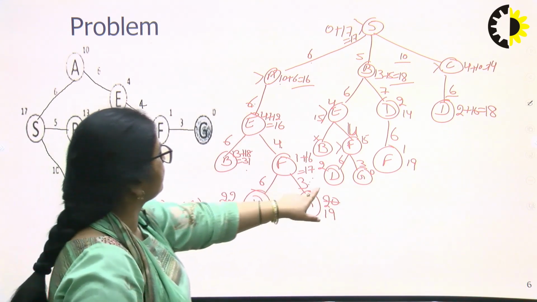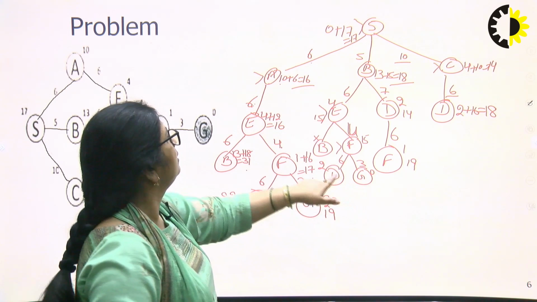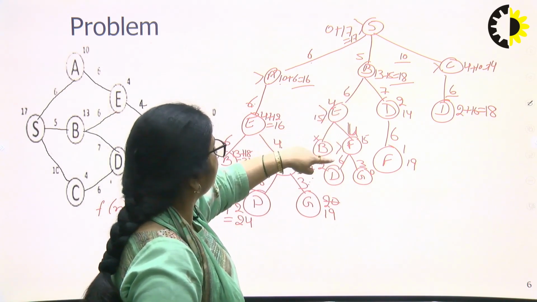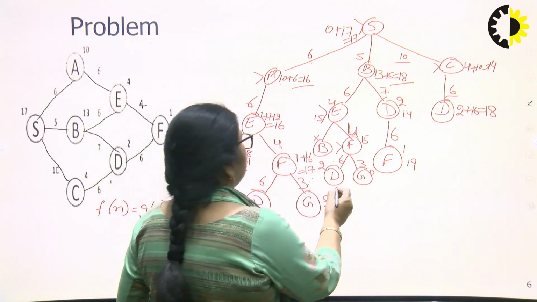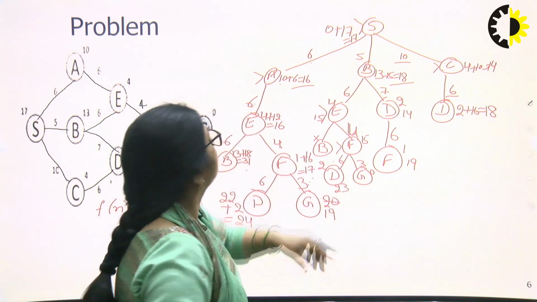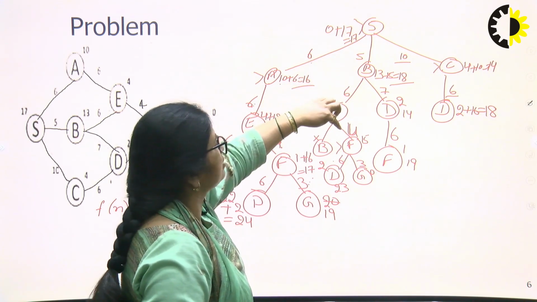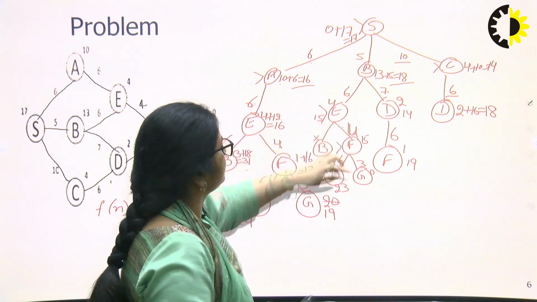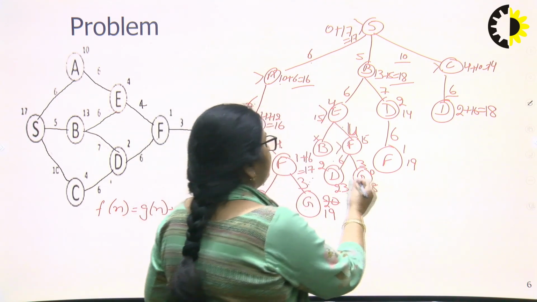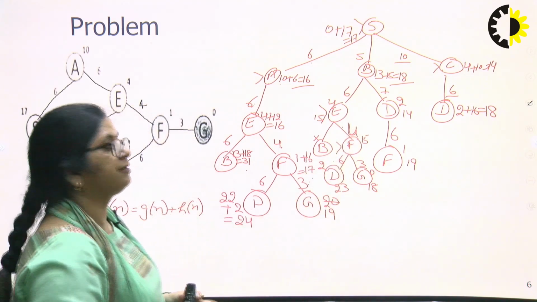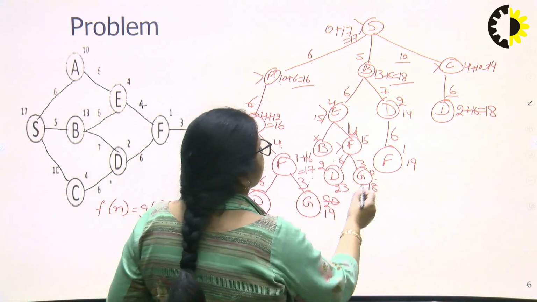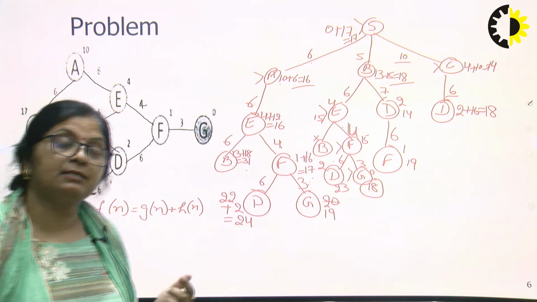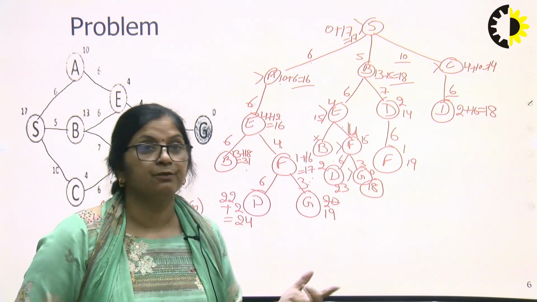So again we will calculate values for these two. This will be 5 plus 6, 11 plus 4, 15 plus 6, 21 plus 2, 23. And this will be 5 plus 6, 11 plus 4 is 15 plus 3, 18. So if I check all these values which are not yet expanded, 18 is the minimum. So I am selecting this node. I selected G. Now I check, is G the goal node? Yes. So we'll stop here.